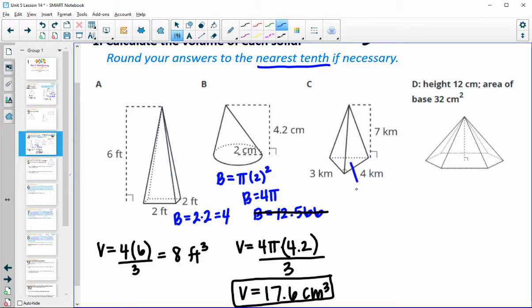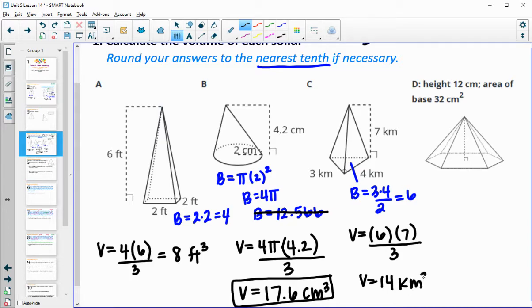Part C has a triangular base. So we're going to be doing base times height divided by 2. So we're getting 6 for the area of the base. Then when we calculate the volume, we'll be doing area of the base, which is 6, times the height, which is 7, divided by 3. So this is 42 divided by 3, which is 14 kilometers cubed.